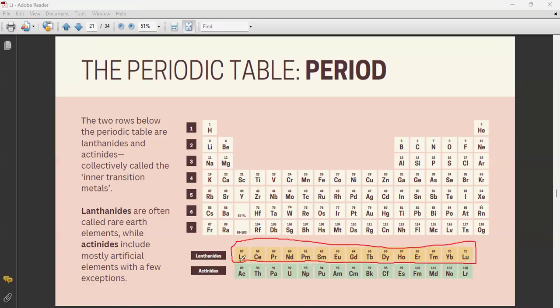Similarly, actinides are also placed with the lanthanides, and actinides mostly are artificial elements with a few exceptions. So these lanthanides and actinides are called inner transition metals, and they have a different place in the periodic table.